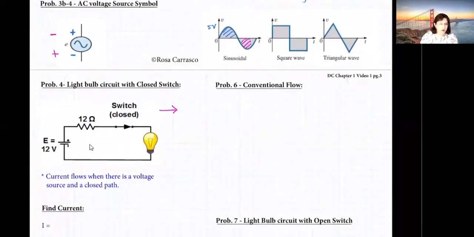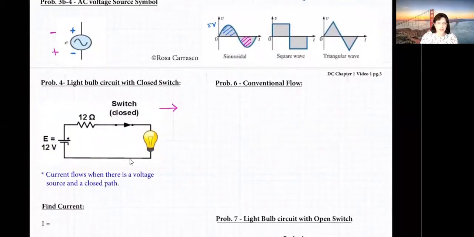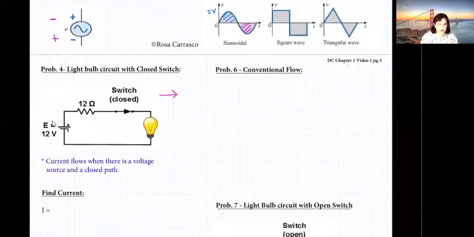So in order for current to flow in a circuit, there has to be a voltage source and a closed path. So there has to be two things. In order for current to flow, you need a voltage source and a closed path. So you do have a voltage source, it's this guy, and you have a closed path, which is this guy. You notice everything's closed. There's no open switch. Yes?